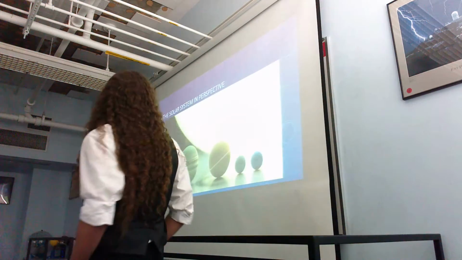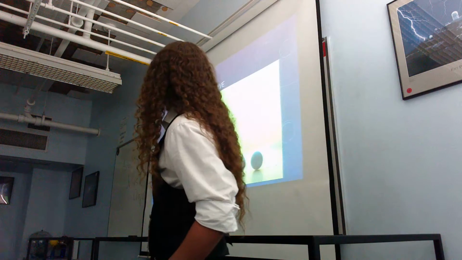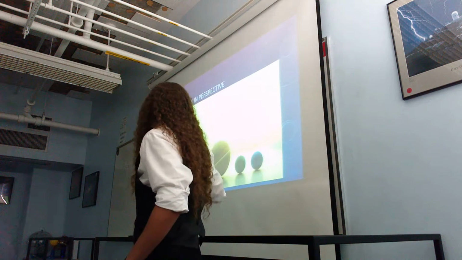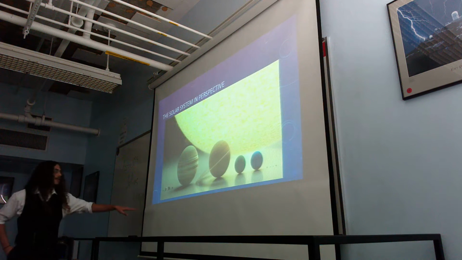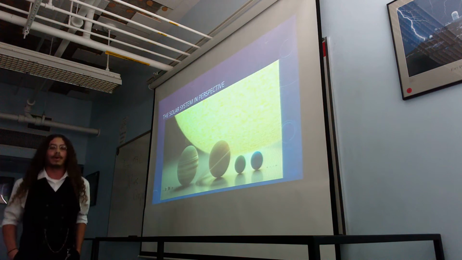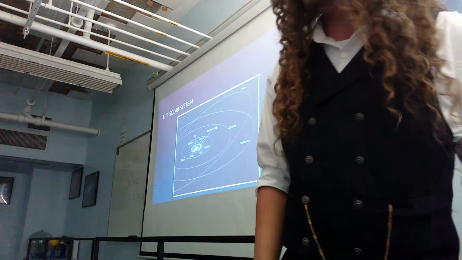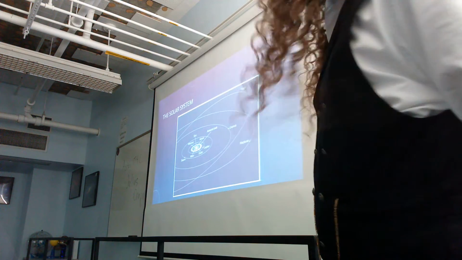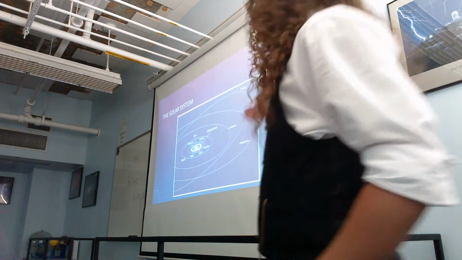Putting it all in perspective, these are the different planets in our solar system to scale. Here's our star, the Sun, and you have Jupiter and Saturn, our two largest gas giants. And here we have our small, tiny terrestrial planets. In comparison, it's quite mind-boggling. Here's the solar system. You can see the orbits of the planets and the asteroid belt separating the terrestrial planets and the Jovian planets.